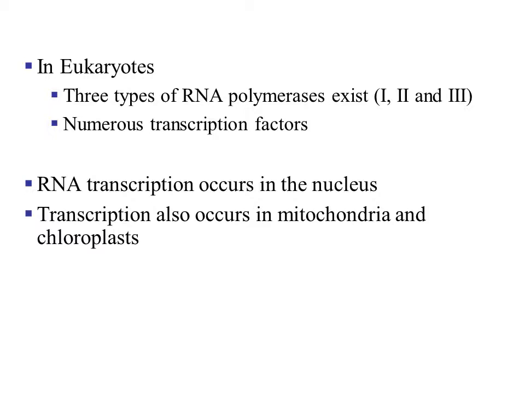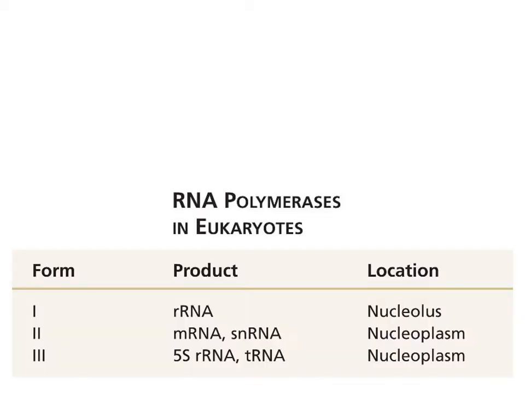RNA transcription occurs in the nucleus, but it can also occur in the mitochondria and the chloroplast because those two organelles contain DNA also. Remember, they were theorized to once have been a bacteria that infected a eukaryotic cell. It is referred to as the endosymbiotic theory.